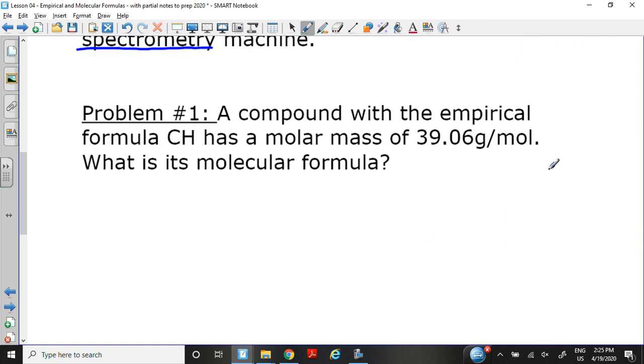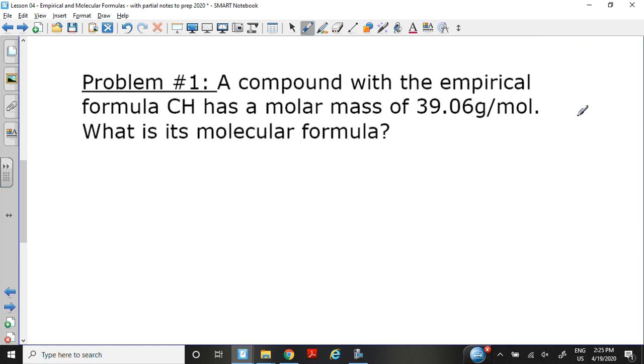We'll start off with one that's a little easier, and then we'll try one where we combine both empirical and molecular formula together. So this problem says we have a compound with an empirical formula of CH, and it has a molar mass of 39.06 grams per mole. What is its molecular formula? So let's break down what we're given. First thing that should stand out, they're giving us the empirical formula. So our empirical formula here is made up of 1 carbon and 1 hydrogen. That's definitely not our molecular formula, but we're going to figure out what it is.